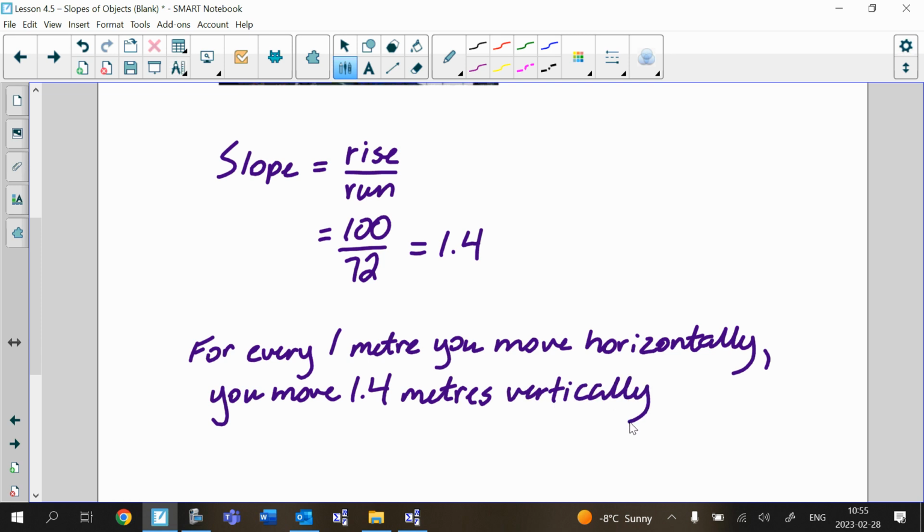So this one's all about finding the slope of objects. What we've done before with slope is find it as a rate of change, and we're going to go back to that before we finish this unit. So where else could we use this? Ramps and hills, we can determine the slopes of.